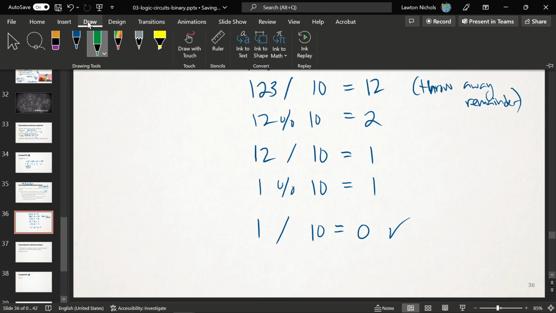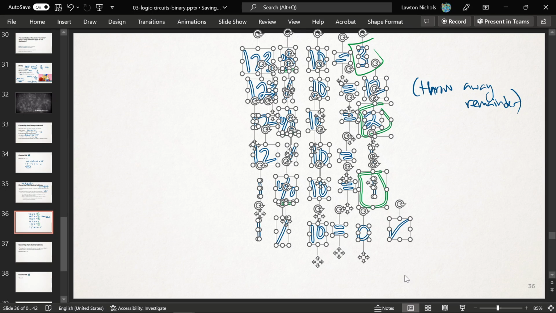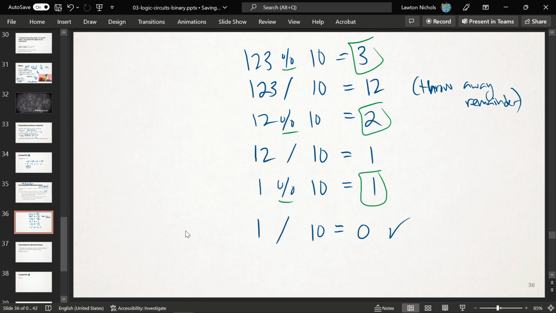Every time you took a mod, you performed the modulus operation. You got a remainder, and you got a digit in reverse order: the rightmost digit, then the second rightmost digit, then the third. So the answer is 1, 2, 3. I got all the digits, in reverse order. So that's the algorithm to extract decimal digits from a decimal number. Does that make sense? That is new, but hopefully not too horrible.